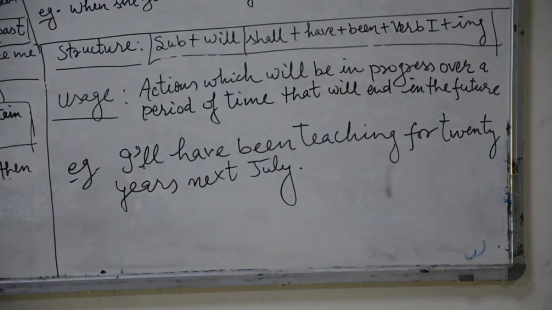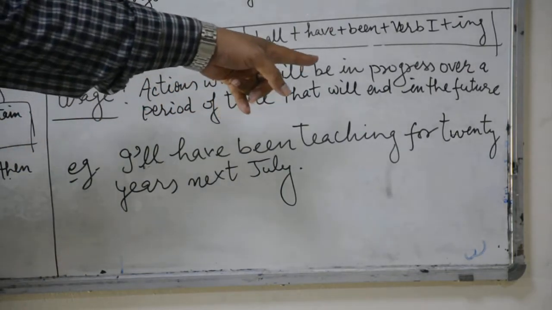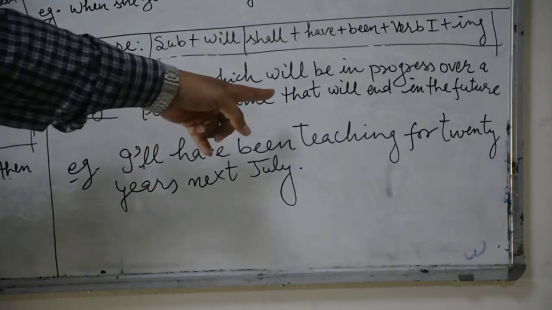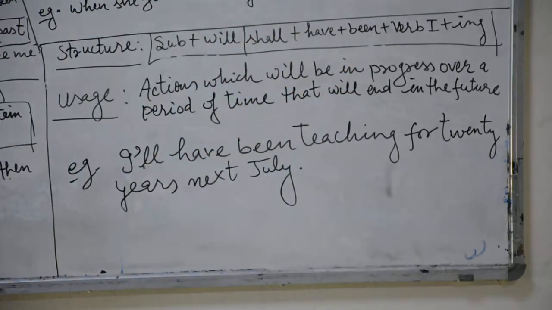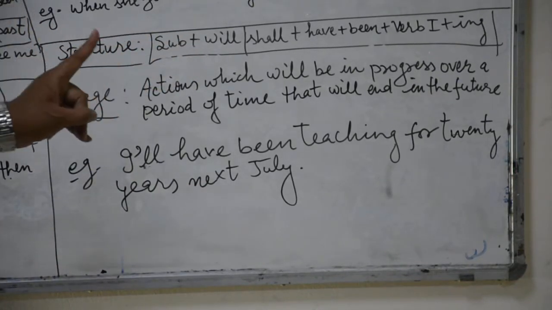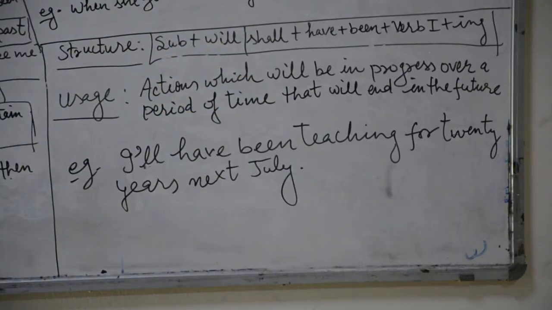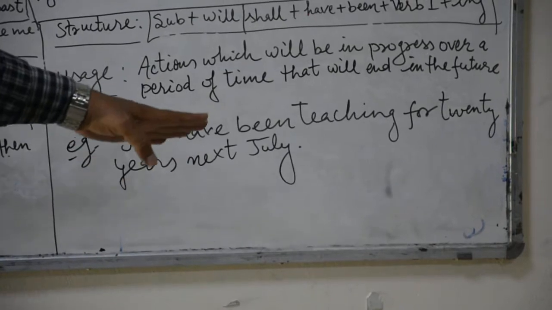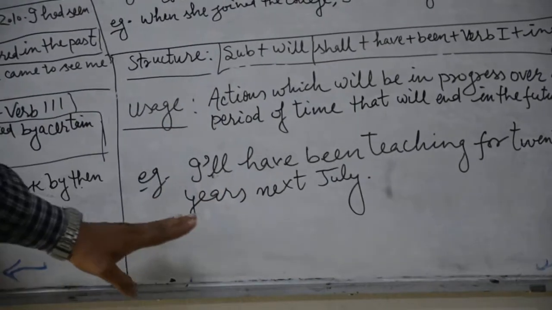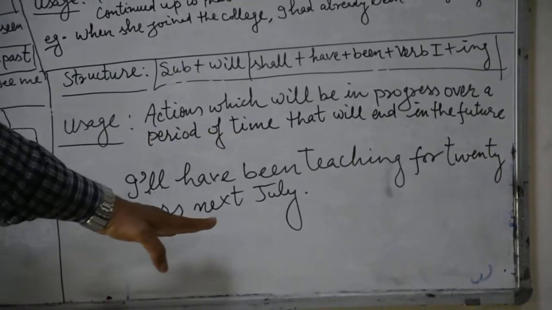This tense is used to show actions which will be in progress over a period of time that will end in the future. Again, I repeat, where is this tense used, and how would you know that you have to use this tense here? Actions which will be in progress over a period of time that will end in the future. For example, I shall have been teaching for 20 years next July.